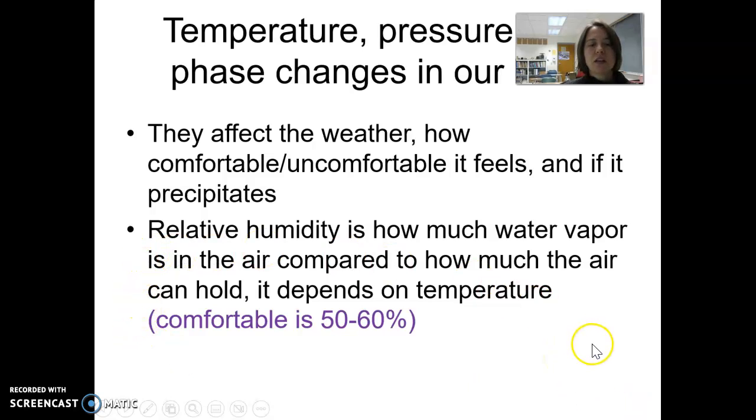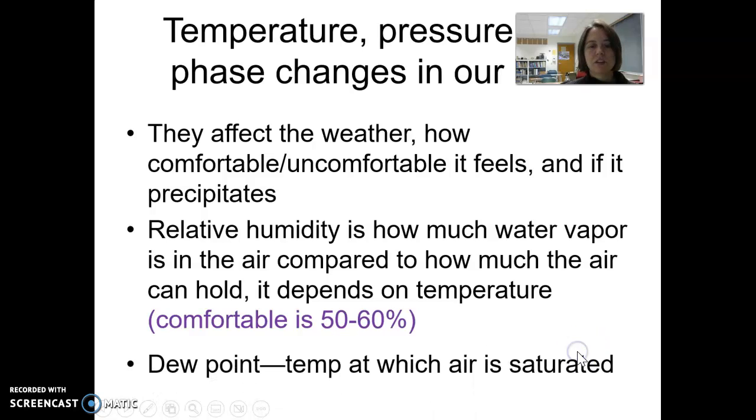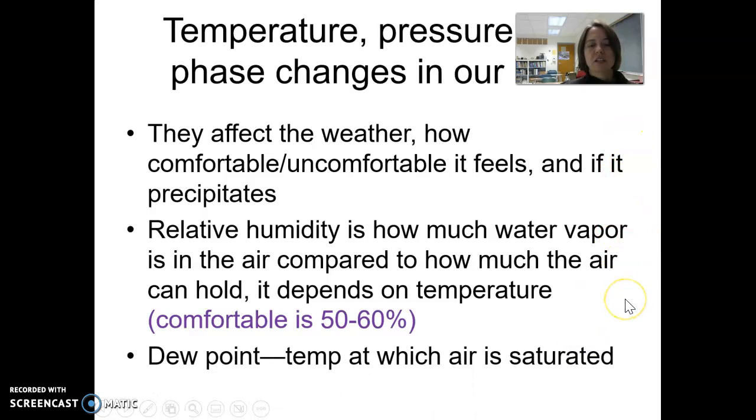So please write this down. Relative humidity is how much water vapor is in the air compared to how much that air can hold, and it depends on the temperature. So we know that warmer air can hold more water vapor than cooler air. So if you have the same amount of water at a higher temperature, it will feel drier than if it's at a colder temperature. So really comfortable is about 50 to 60%.